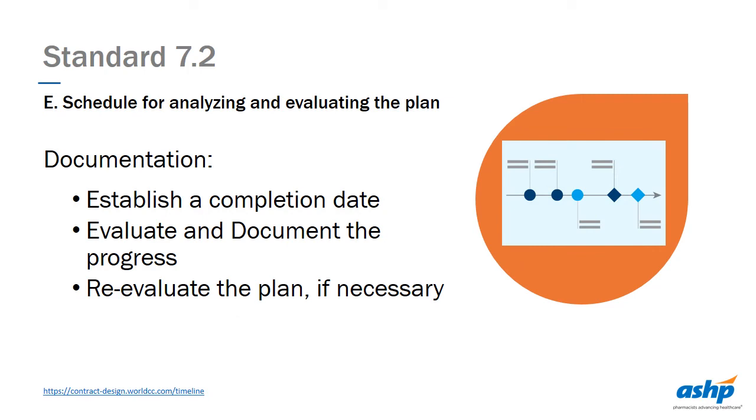Standard 7.2e requires that the strategic plan includes a timeline which can be achieved by filling the schedule, current progress, and completion columns from the ASHP example document. Develop these elements with your group to place within this document. Documentation here is essential.